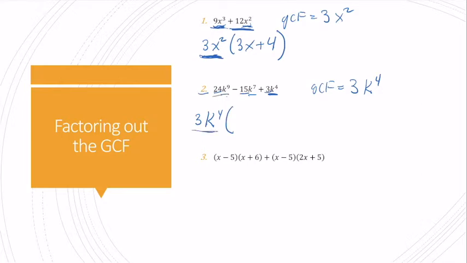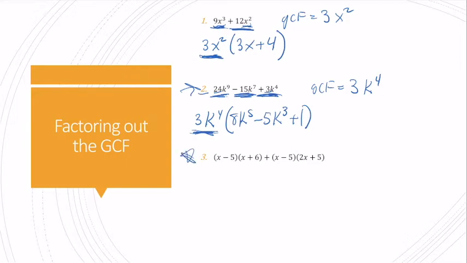So 3k to the 4th times what would give me 24k to the 9th? Well, that'd be 8k to the 5th. 3k to the 4th times what would give me negative 15k to the 7th? That's negative 5k cubed. And then 3k to the 4th times what would give me 3k to the 4th? That's just going to be 1. And if I distributed this back out, I'd get my original polynomial.